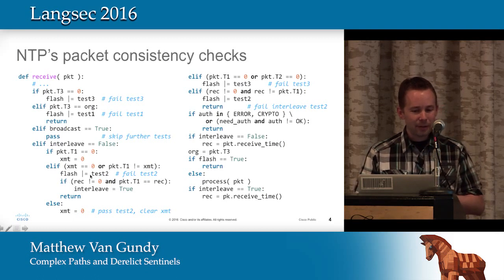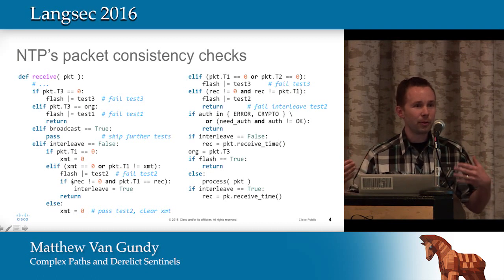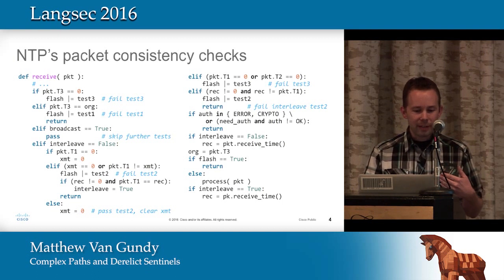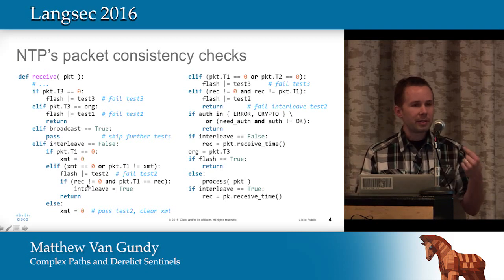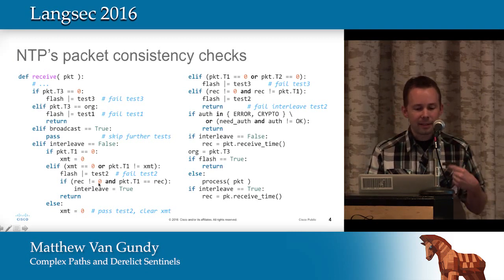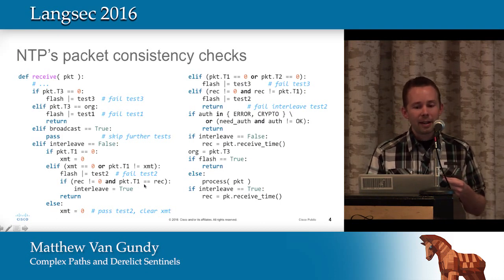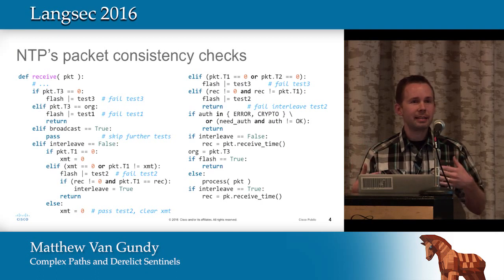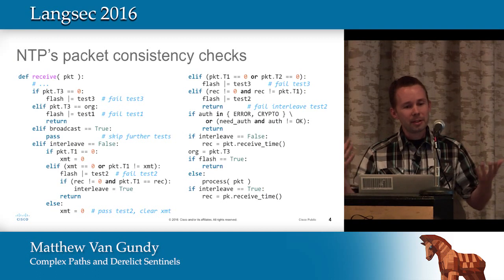So if we fail that nonce check, we actually have another chance to get through this packet processing logic. If the receive timestamp, which marks what time we received the last packet from the server, is non-zero, and the origin timestamp is equal to that receive timestamp, this matches the semantics of interleave mode. So rather than explicitly declaring interleave mode in any form in the packets or in the configuration, NTP says, oh, we must be in interleave mode.